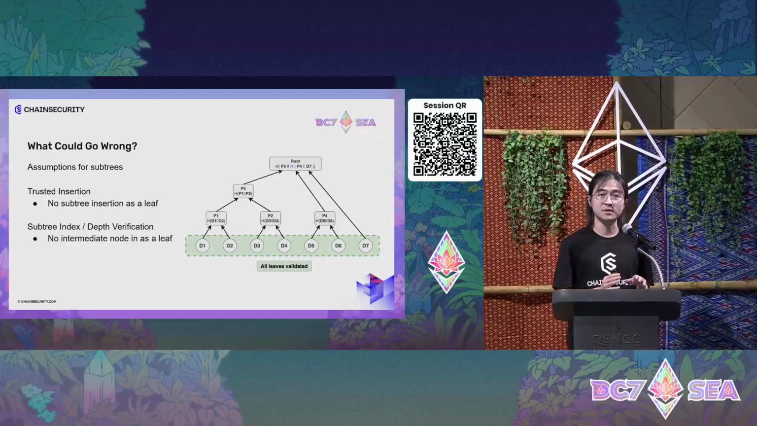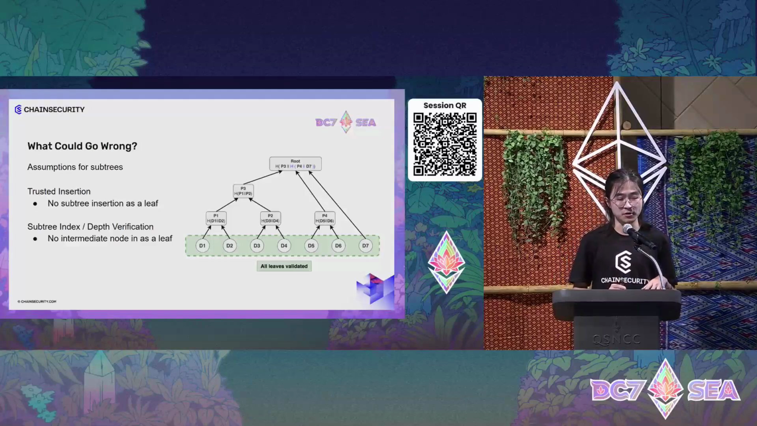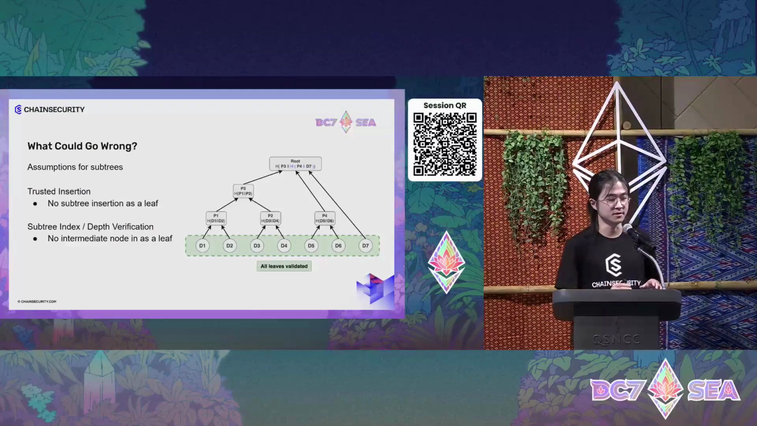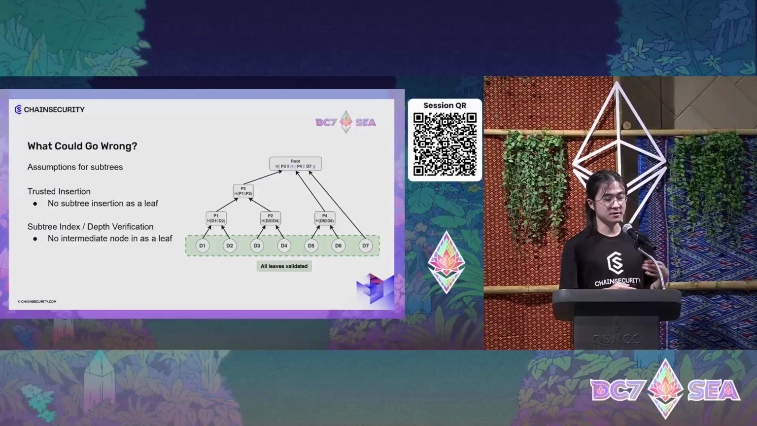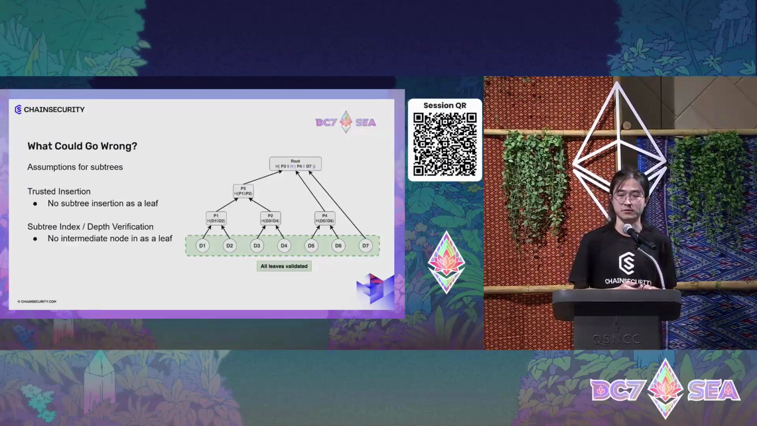So we must have some assumptions. Let's assume the person who is adding data to this Merkle Mountain Range is trusted, so he won't add any malicious data. He won't add a subtree into these leaves. In addition, let's assume you have sufficient validation of the index and the depth of the leaves when you do the proof, so that you can't easily use another intermediate node as a leaf here. For example, P1 and D1 are very different nodes, right? P1 has depth 1, but D1 has depth 2, so you can't use the intermediate node in this proof.